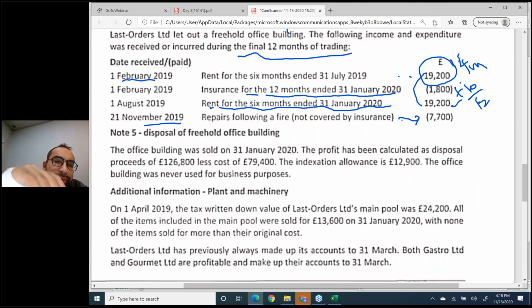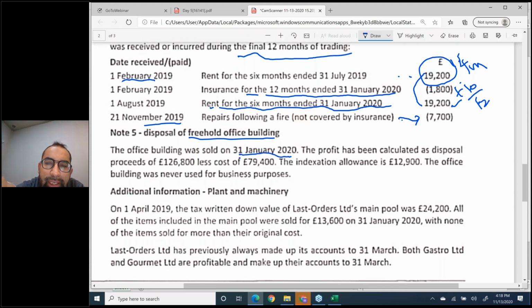Now, disposal of freehold office building. This note number 5 relates to chargeable gains. Obviously, a freehold office building is a chargeable asset. Okay, the office building was sold on 31st of January 2020. The profit has been calculated as disposal proceeds of 126,800.